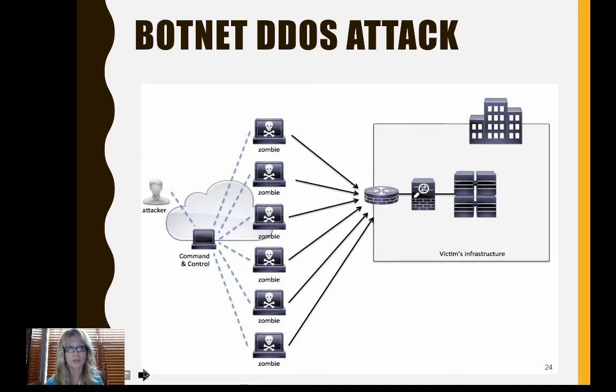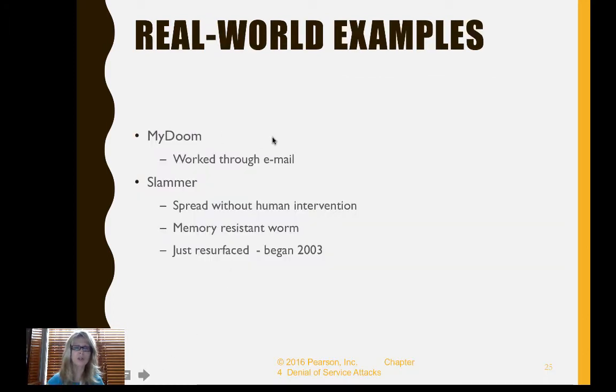It's distributed. Some real world examples are MyDoom, which spread through email and caused great chaos. Slammer, which used a memory-resident worm. It began in 2003, and it was actually aimed at a nuclear power plant. It became dormant, but it has once again resurfaced with a variant. And the thing with it is, it spreads without human intervention. It's a worm. It's embedded in some type of code.